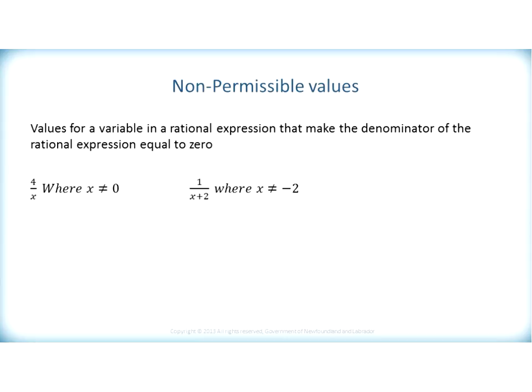Let's go back and look at what non-permissible values are. They are values for a variable in a rational expression that make the denominator of a rational expression equal to 0. So in this case, where we have 4 over x, x cannot equal 0, since that would make this expression undefined. In 1 over x plus 2, x cannot equal negative 2, since that would make the denominator of this expression 0, and once again, undefined.